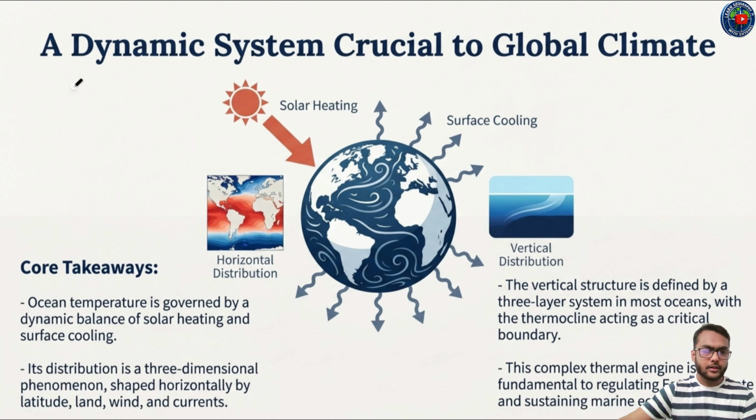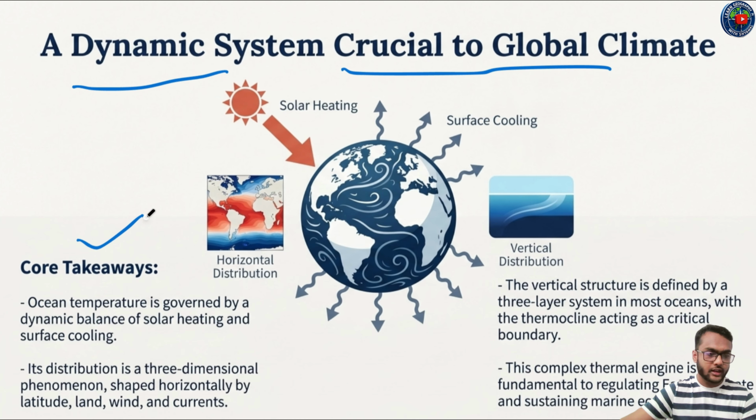The dynamic system crucial to global climate. Key takeaways: ocean temperature is governed by a dynamic balance of solar heating and surface cooling. Its distribution is three-dimensional, shaped horizontally by latitude, land, wind, and currents. Vertically, the structure is defined by a three-layer system in most oceans, with the thermocline acting as a critical boundary. This complex thermal engine is fundamental to regulating Earth's climate and sustaining marine ecosystems.